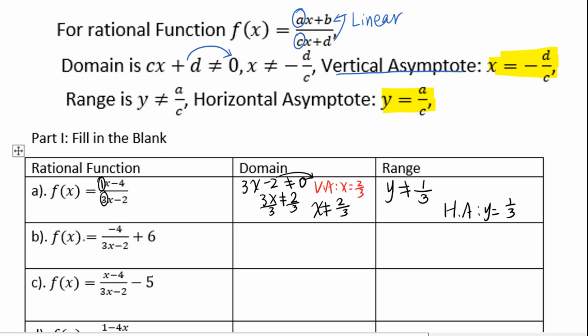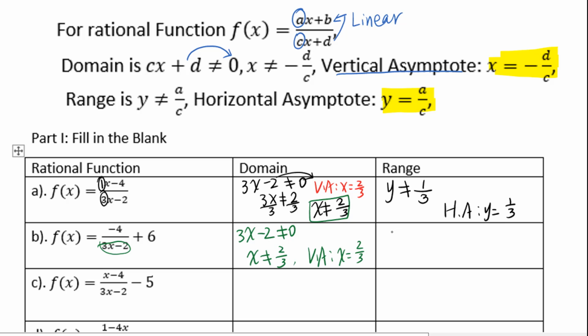For B, f of x equals negative 4 over 3x minus 2 plus 6. For the domain, just check the denominator, 3x minus 2. So 3x minus 2 not equal to 0. We already solved this over here. x not equal to 2 over 3. And the vertical asymptote line will be x equals 2 over 3.